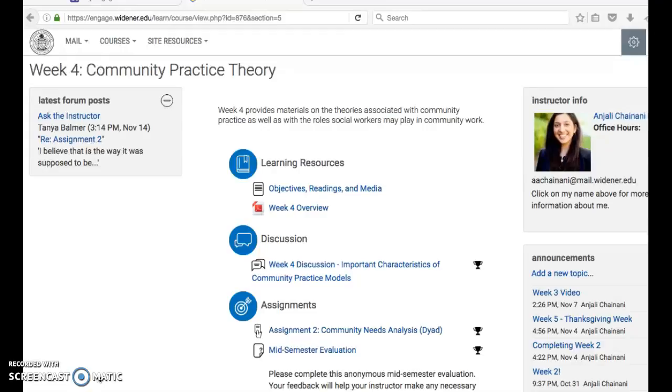So for your initial prompt post, and because you have an assignment due this week, there is just one discussion question. After you've completed the readings, I'm asking: what do you see as the 3 or 4 most important characteristics of an effective community practice model? I want you to write that post in your own words, capturing the characteristics you think matter the most, and then explain why you think they're so important. Please include at least 2 references from this week's readings.